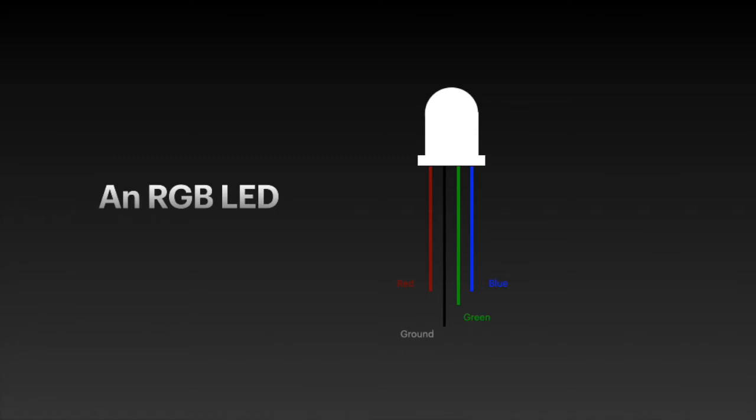It's a little more difficult to connect up an RGB LED because you need three current limiting resistors, one for each of the colors, and then you need to connect each color to a pin on the Raspberry Pi to control it.